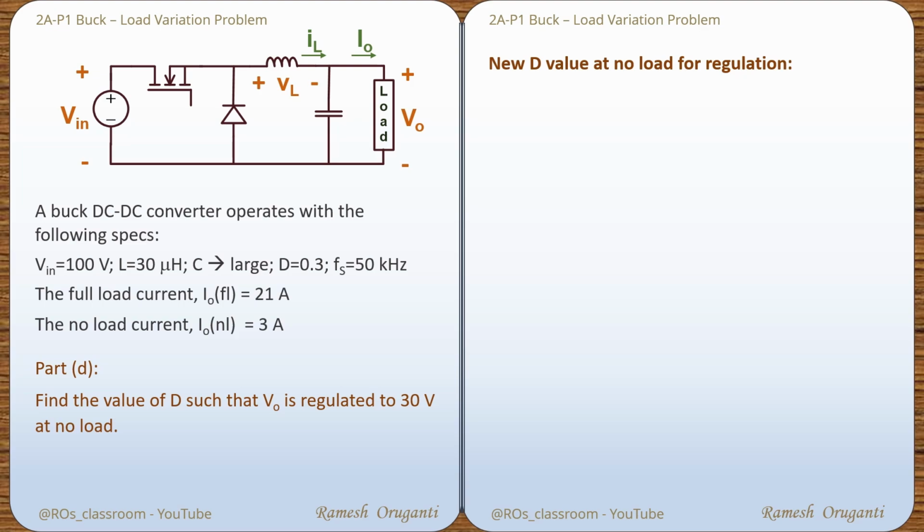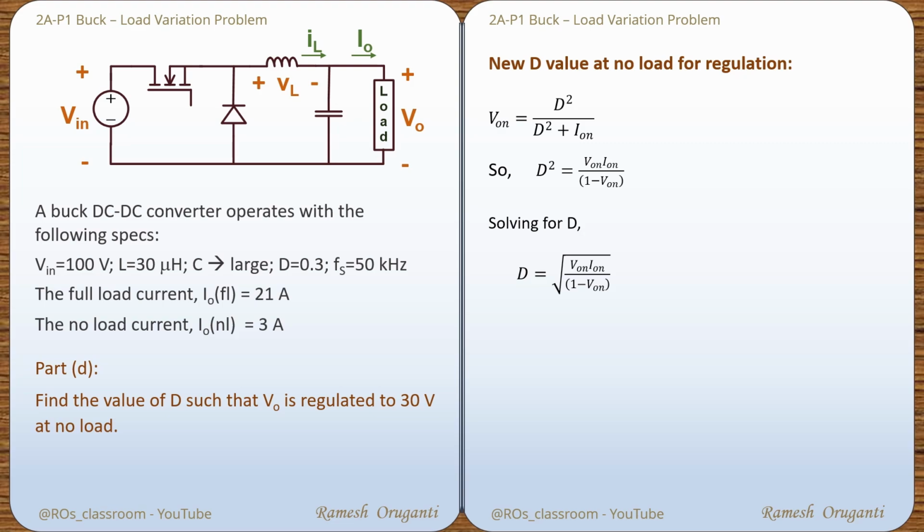Let's use the normalized voltage equation again. V_ON, the normalized output voltage, using base Vin is D square by D square plus I_ON. We can solve for D. D square is V_ON I_ON divided by 1 minus V_ON. So D equals the square root of V_ON I_ON divided by 1 minus V_ON. I_ON under no load is 0.09. So we want to adjust the duty cycle such that V_ON becomes equal to 0.3.